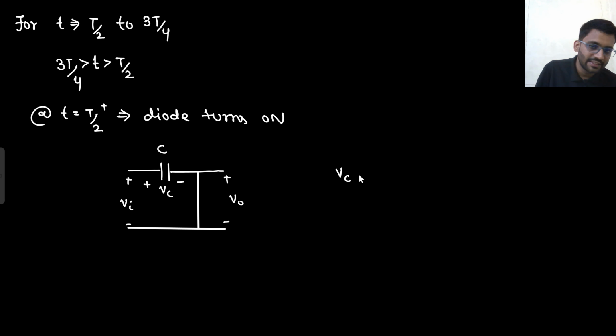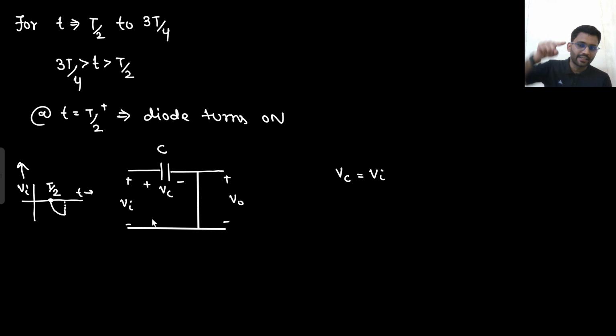So your Vc is equal to your input voltage. Now what is our input voltage? This is our input voltage, right? From T by 2, negative voltage is there, and let's assume this is our 3T by 4, but we are not plotting it. This is our input voltage.